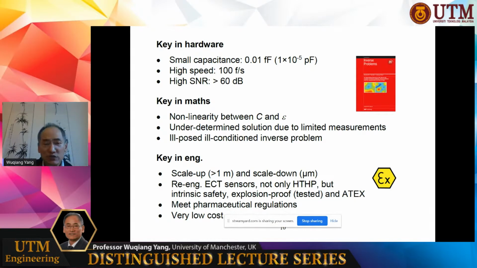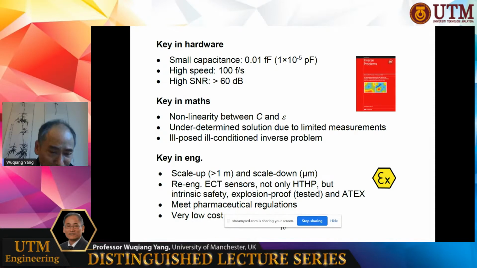In mathematics, we have to deal with nonlinear relationship between capacitance and permittivity. To reconstruct the image, we need to inverse a matrix. We need to solve permittivity distribution from a capacitance measurement. That is an underdetermined solution because the number of measurements is limited. To inverse the matrix, we have to deal with ill-posed, ill-conditioned inverse problem.